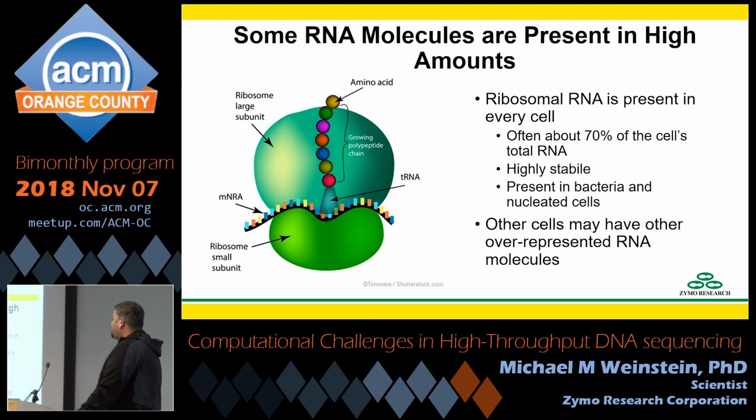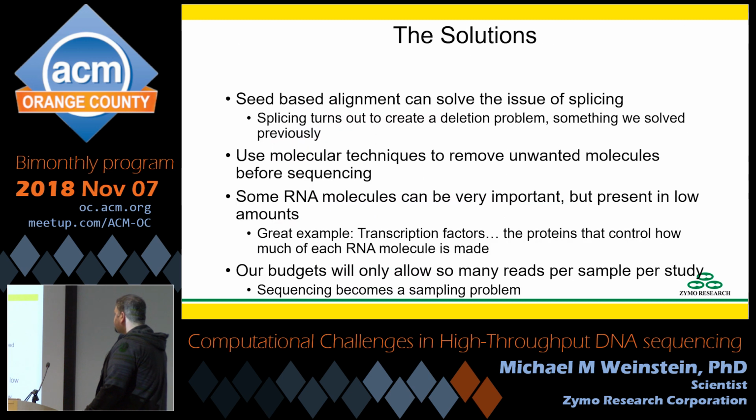Ribosomal RNA is present in both bacteria and nucleated cells, and I'll talk in a little bit, but one nice thing about ribosomal RNA is it's very similar from one non-bacterial cell to another, and it's also very similar from one bacterial cell to another, but there are big differences between the bacterial version and the non-bacterial version. So again, the solution to the ribosomal RNA is just get rid of it using molecular tools.